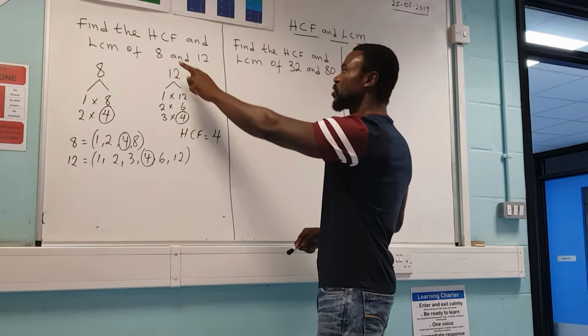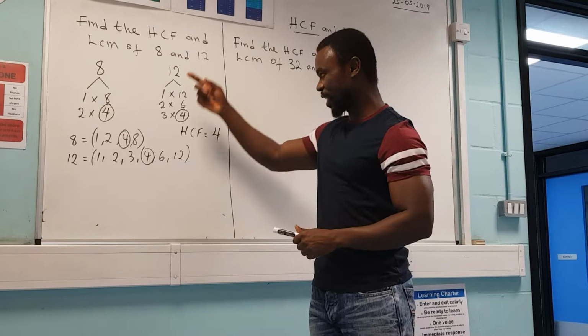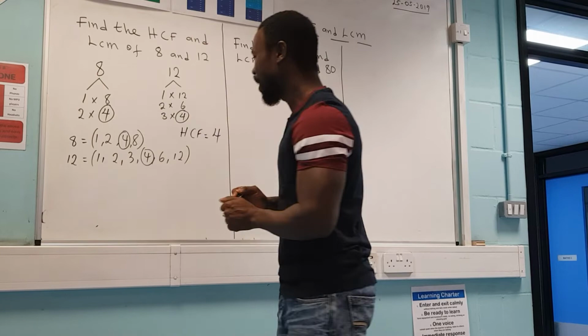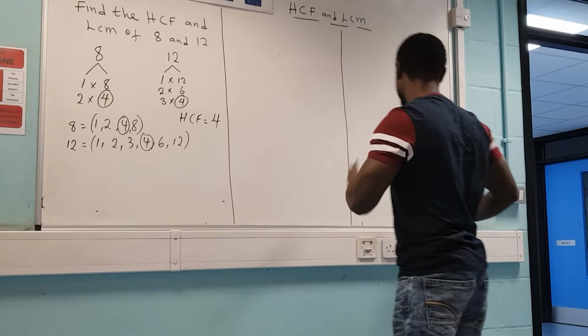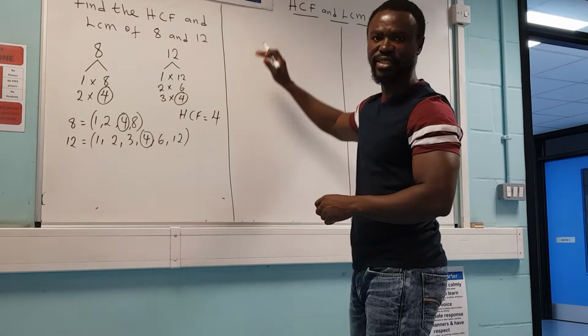Now let's go to the lowest common multiple. Multiple means your times table. So again, I'm going to write down my 8 times table. If you want to write down your 8 times table, we can do it either this way or this way. So I want to clean this board, and then we do it together in this way. I'll write the same question back down, 8 and 12, so that I don't forget it. So now let's write down our 8 and 12 times tables.